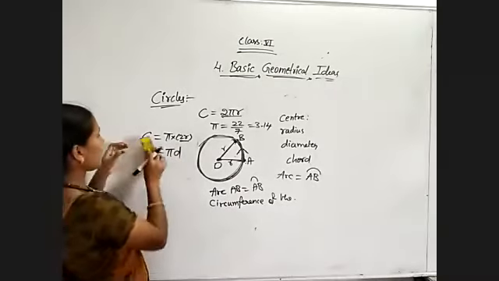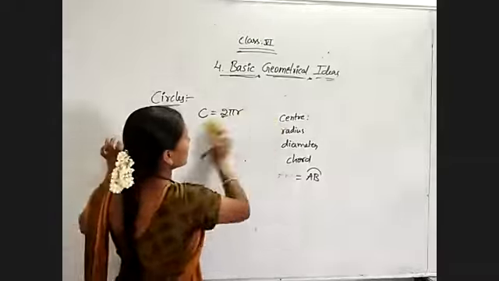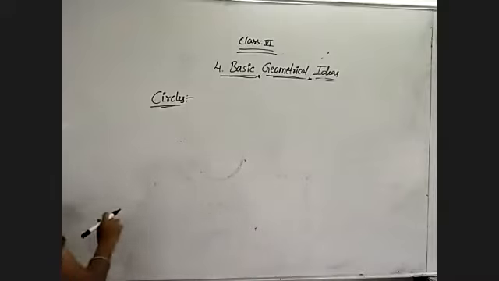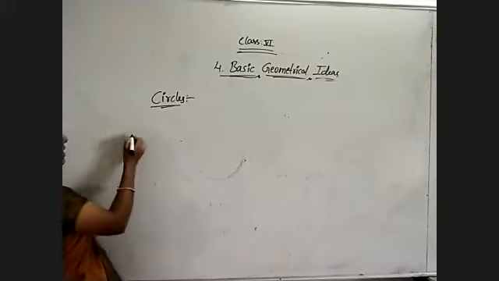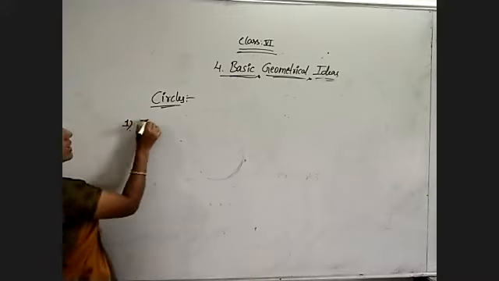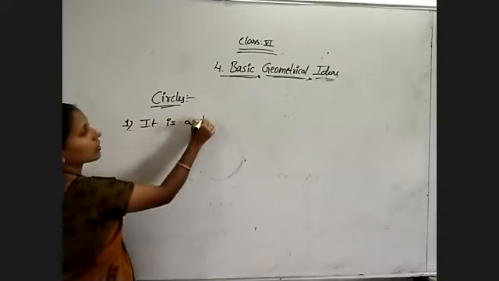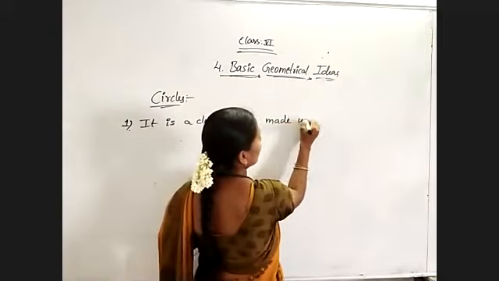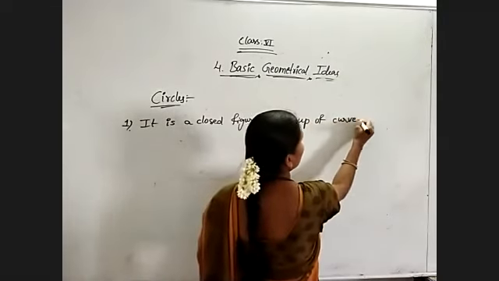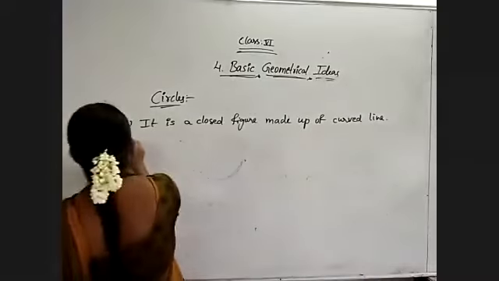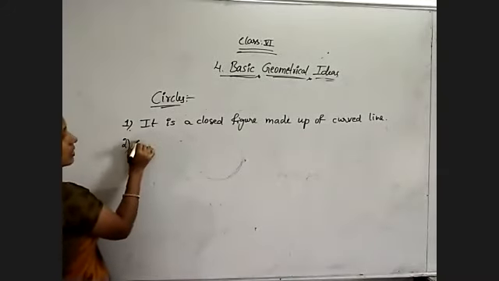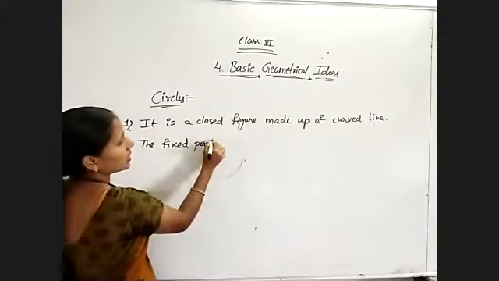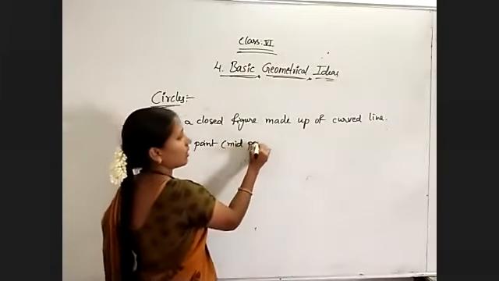Okay. So whatever topics we have studied here, once more I am writing. So just observe, and these points we need to remember. First I have given the circle definition. It is a closed figure made up of curved line. And second point, the fixed point, that is the midpoint of the circle.